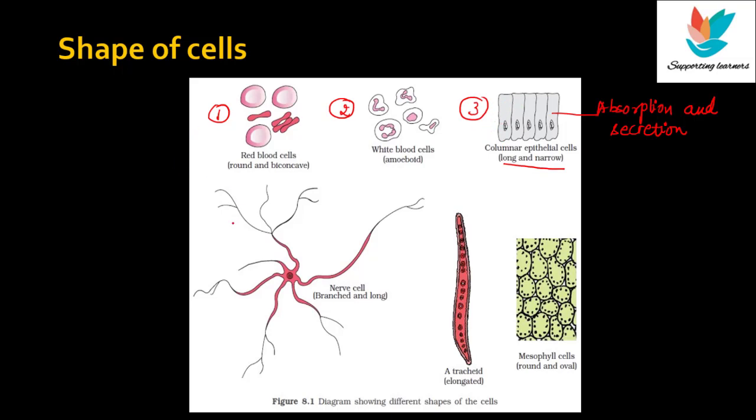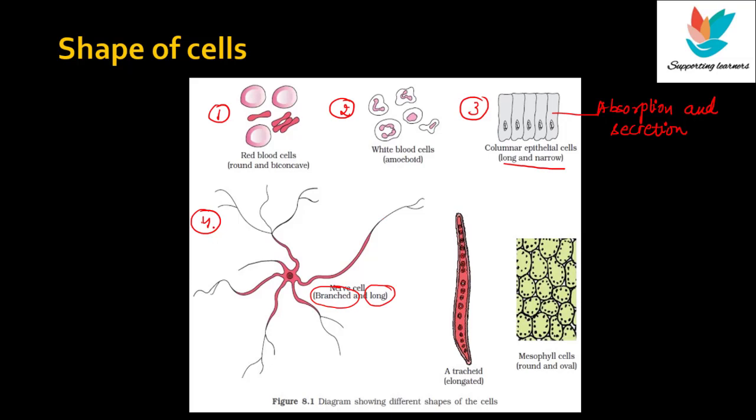The next type of cell is the nerve cell. Nerve cells are branched and long. Why are they branched and long? Because they perform the function of transmitting information or messages in the form of electrical impulses from one part of the body to another. So they have to reach from one part of the body to another, so they have to be really long, right? And they are branched. Why are they branched?